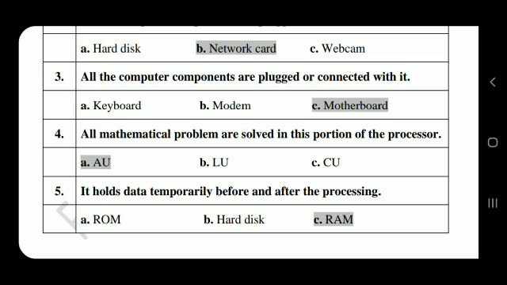Number 5, it holds data temporarily before and after the processing. ROM, hard disk or RAM. So we hold data temporarily before and after the processing in RAM. So RAM is the correct answer. So dear students, this is all about today's lecture.